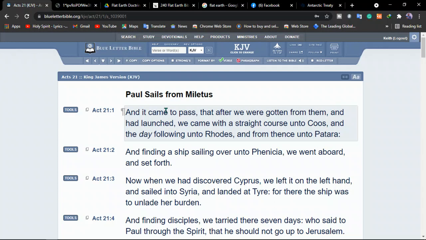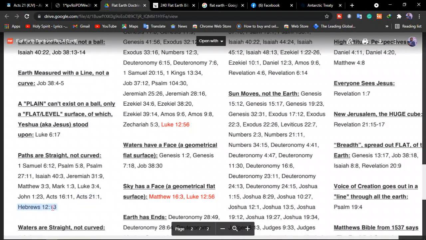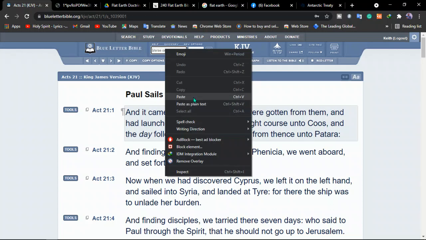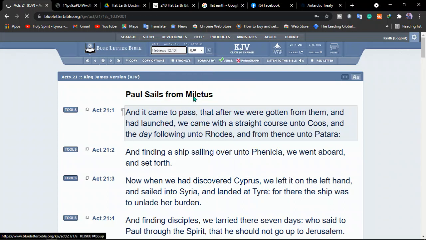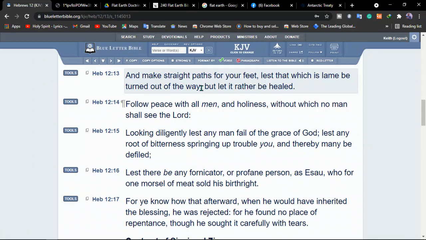Acts 21:1. It says, and it came to pass that after we were gotten from them, and had launched, we came with a straight course unto Coos, and the day following unto Rhodes, and from thence unto Patara. Straight course. And Hebrews 12:13. And make straight paths for your feet, lest that which is lame be turned out of the way, but let it rather be healed. Straight paths.